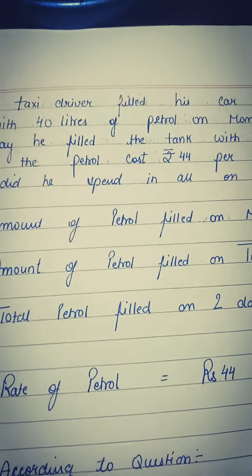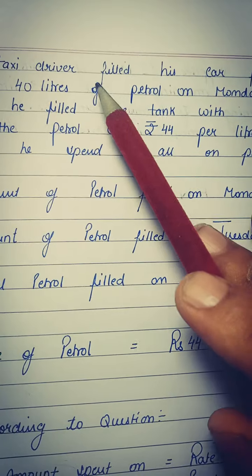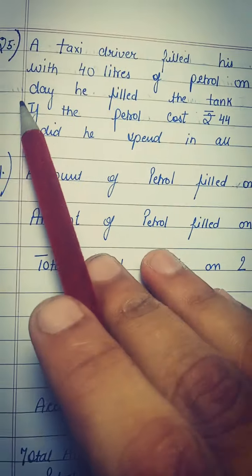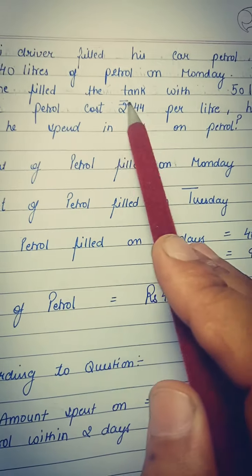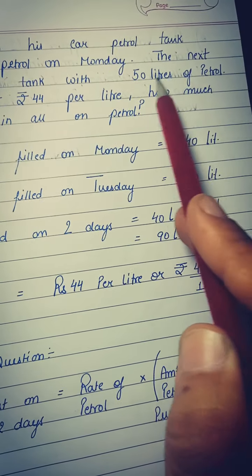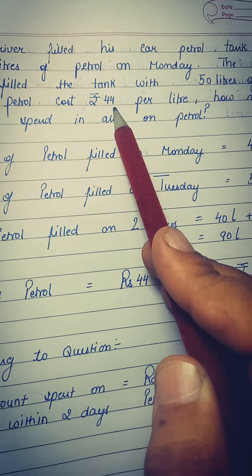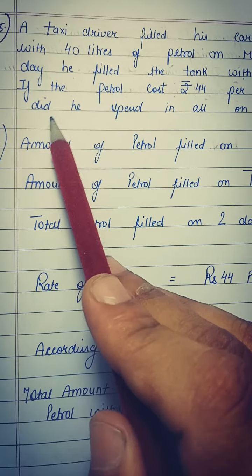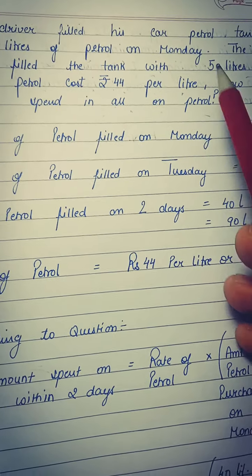So the first word problem says that a taxi driver filled his car's petrol tank with 40 liters of petrol on Monday. The next day, that is Tuesday, he filled the tank with 50 liters of petrol. If the petrol cost rupees 44 per liter, this is the rate of petrol, how much did he spend in all on petrol?